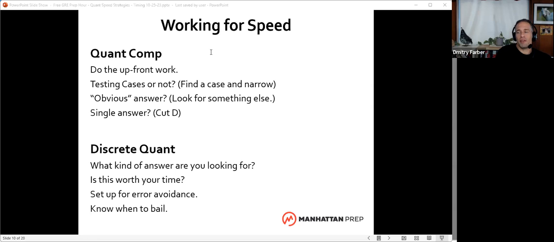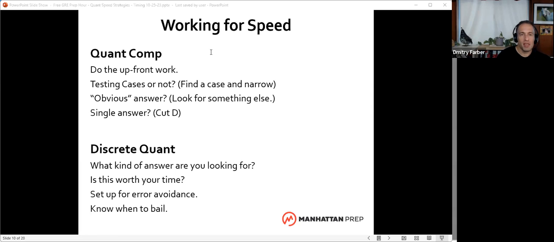You also want to figure out if this is a problem where you're going to test different cases or if there's a single answer. If they simply ask, the number of degrees in a hexagon versus the number of degrees in a pentagon, even if you don't know that one has more than the other, you might know that there is an answer to how many degrees are in a particular shape. And so you would cut D. D says it depends, that sometimes A is bigger and sometimes B is bigger, things like that.